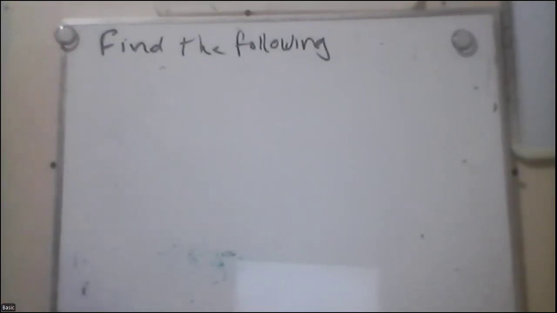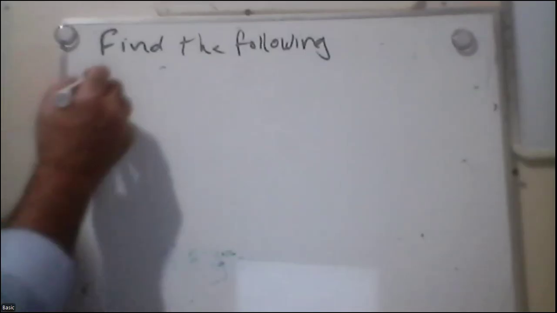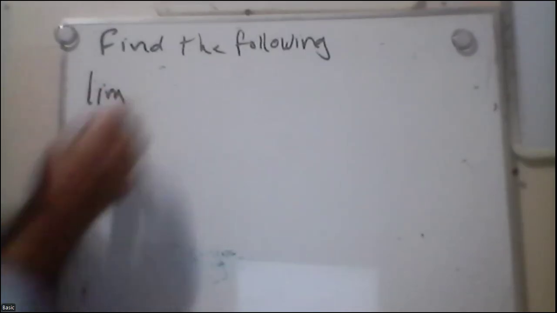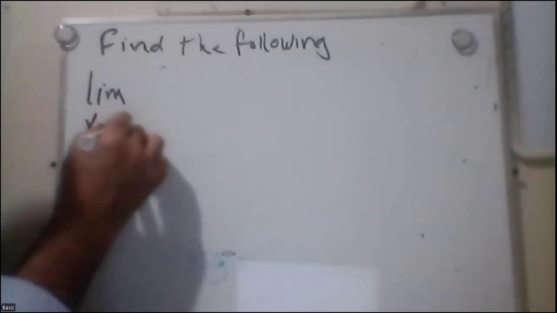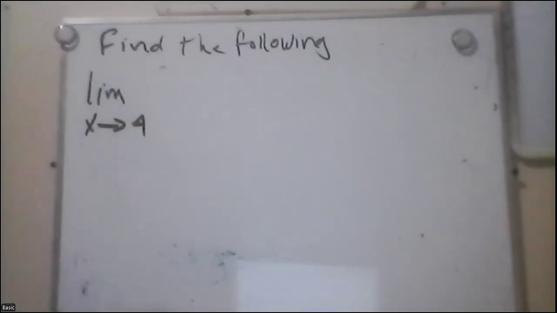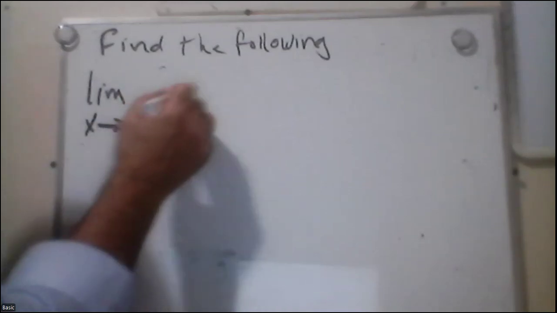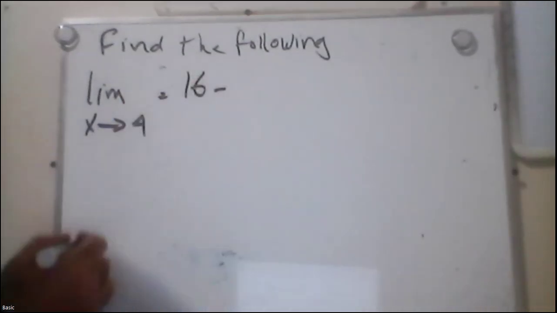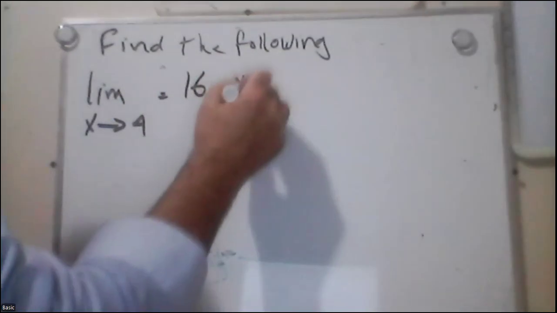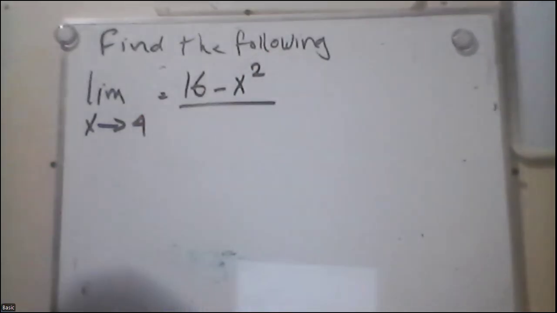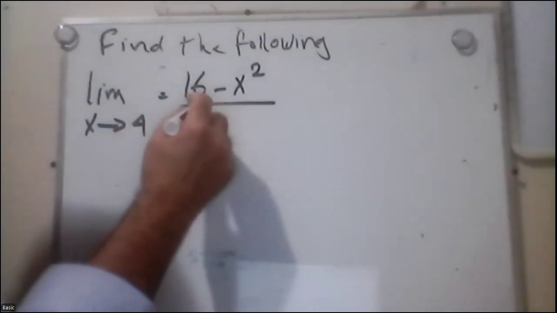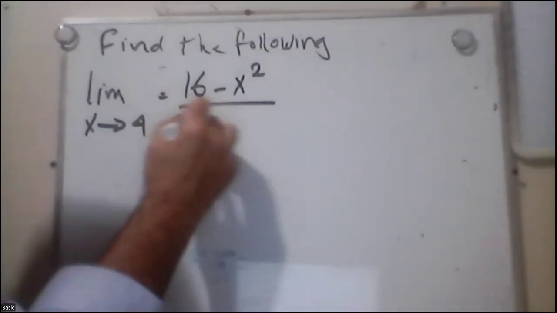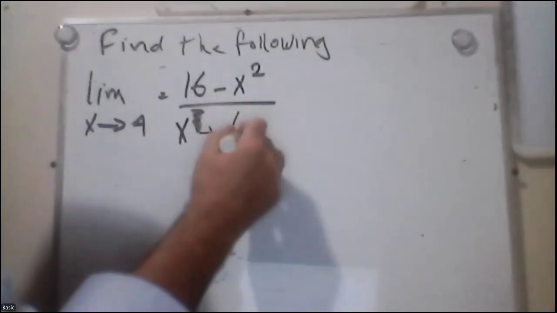Find the limit when x approaches 4 of 16 minus x squared, divided by x cubed plus 64.